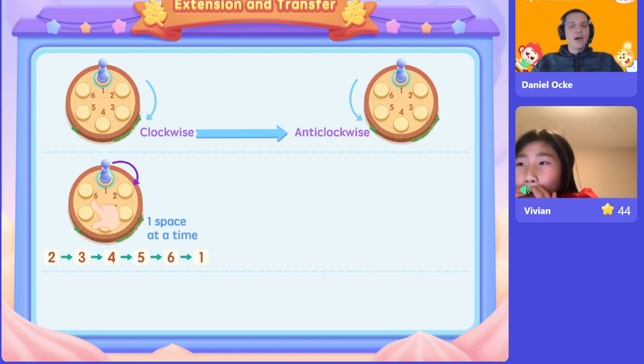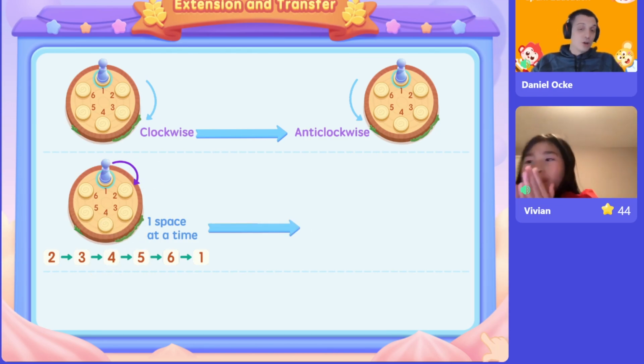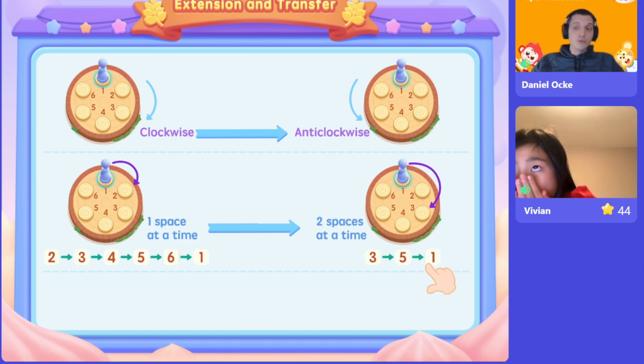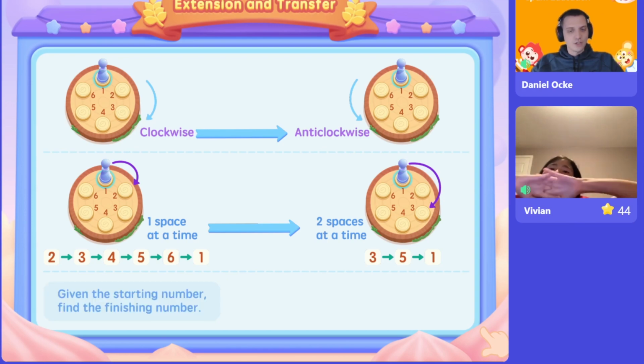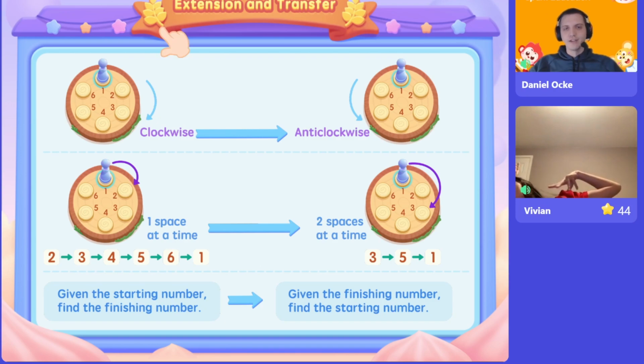So again, if we're moving one space at a time, we would create a pattern, 2, 3, 4, 5, 6, 1. Now we might look at some problems where we're moving 2 spaces at a time. So we go from 1 to 3 to 5, back to 1, and so on. We looked at problems that, given the starting number, find the finishing number. We might be given the opposite, where we're given the finishing number, and then we want to work back and find the starting number. Great job with those.